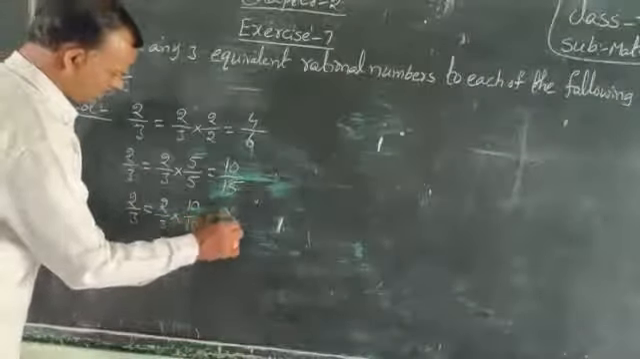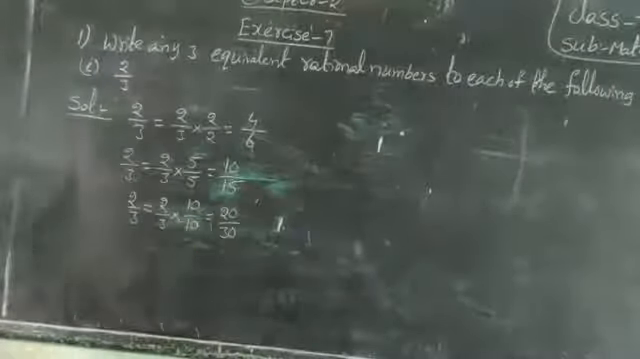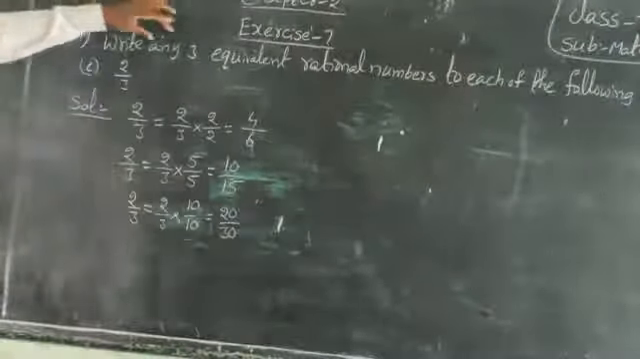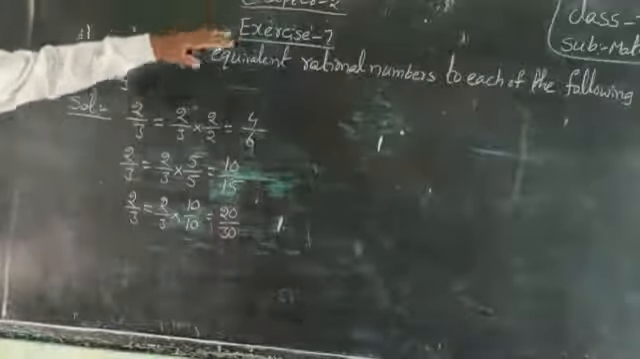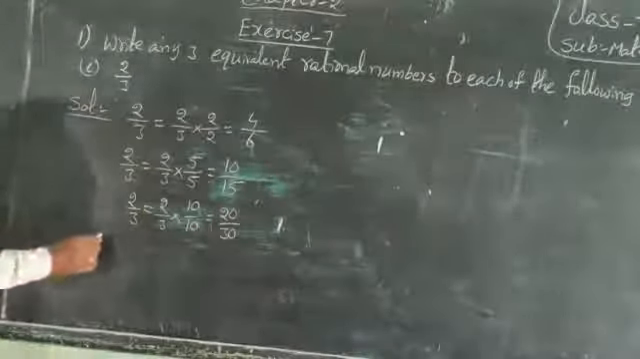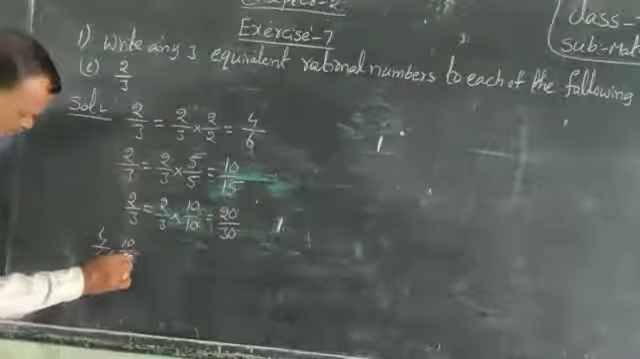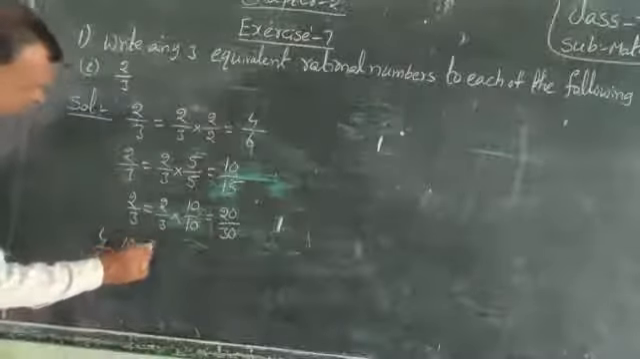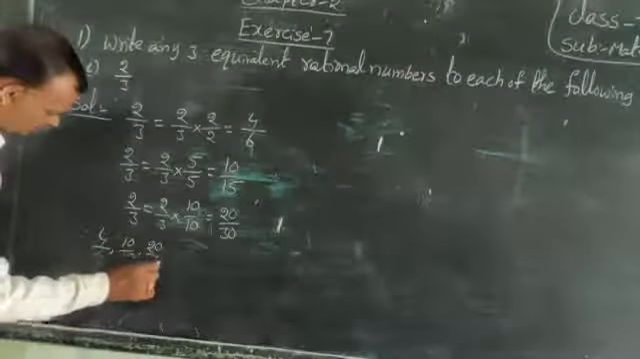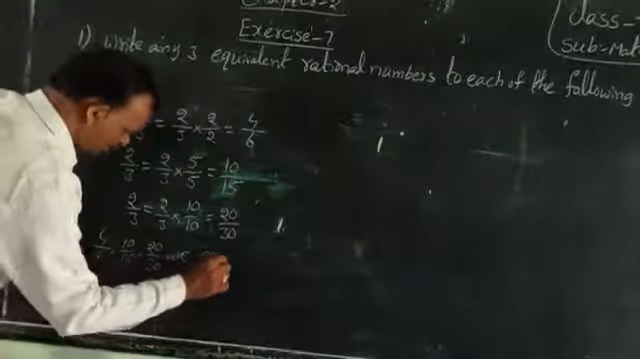2 tens are 20, 3 tens are 30. So these are the equivalent fractions. They are asking for 3 equivalent fractions. So these are the 3 equivalent fractions: 4 by 6, 10 by 15, 20 by 30 are equivalent fractions.